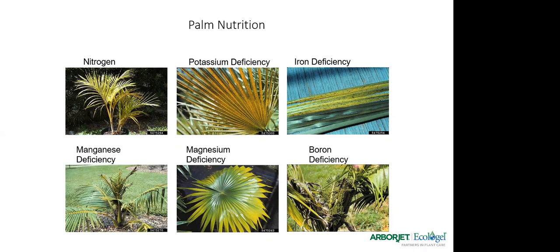Manganese, you can see how it starts green in the center and yellows at the ends. The only one that we have an issue with, the boron deficiency, looks very similar to boron toxicity. So that one may require a soil test to get a really good answer.